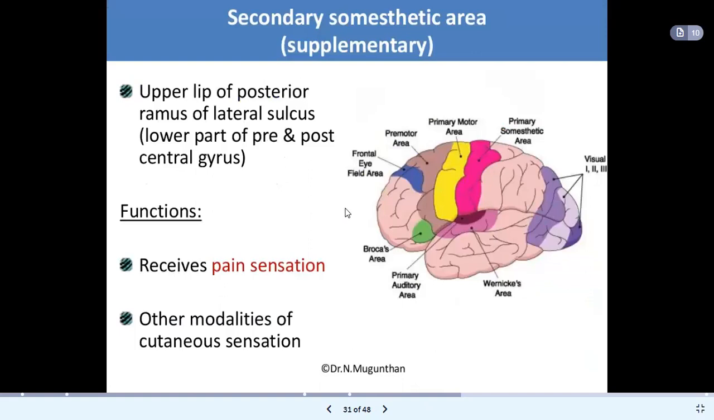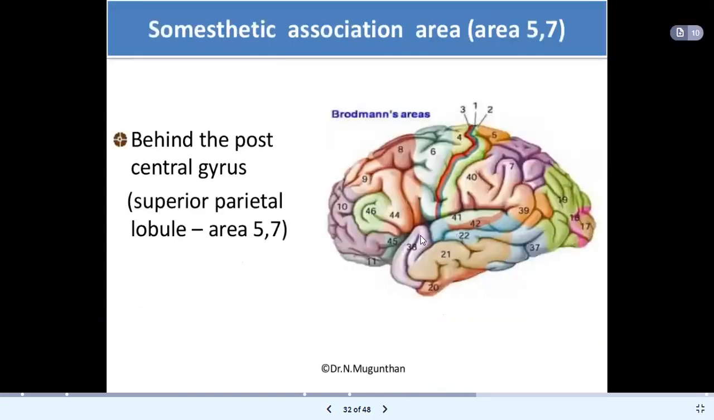Then the secondary somesthetic areas, that is the supplementary areas, are in the upper lip of the posterior ramus of the lateral sulcus and the lower part of the pre- and post-central sulcus. This area receives pain sensation and other modalities of cutaneous sensation. Then the other somesthetic association areas are area number 5 and area number 7 behind the post-central gyrus, that is, the superior parietal lobule.